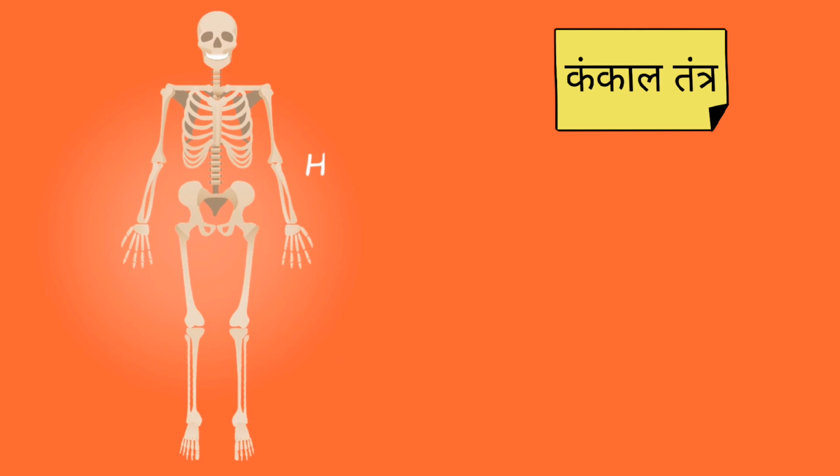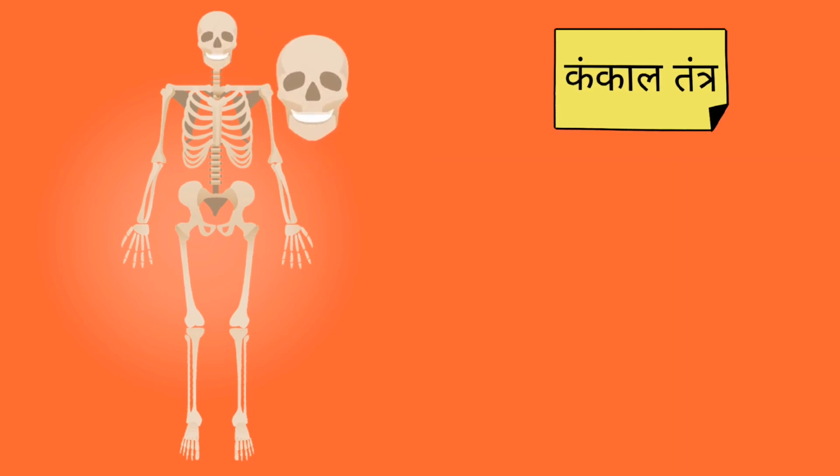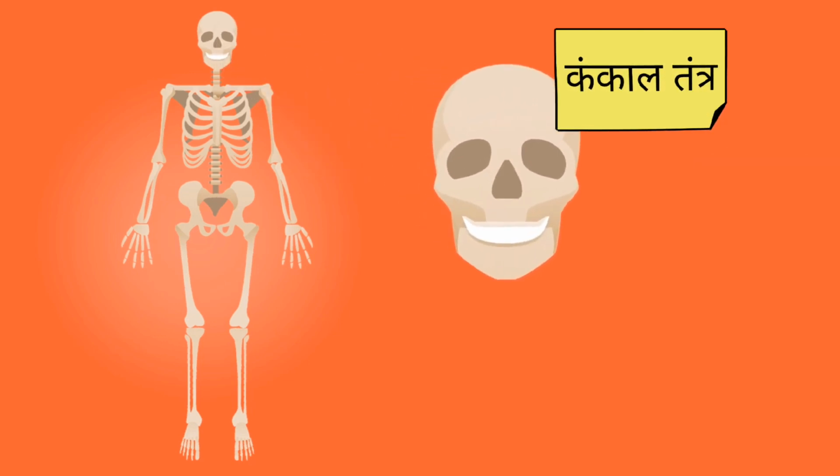The axial skeleton is made up of the spine, rib cage and skull. The appendicular skeleton is connected to the axial skeleton and is made up of the pelvic girdle, and bones of the lower limb and upper limb.